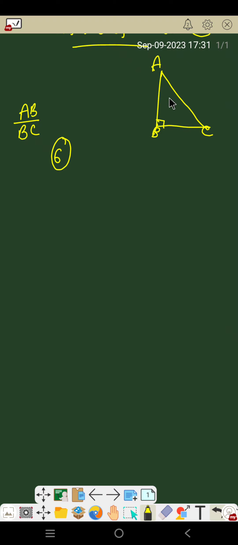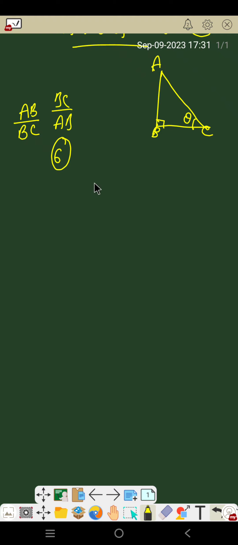See, compulsorily I have to take some angle at either A or C. Now I consider the angle theta at the vertex C. Now there are 6 ratios, because we are getting 6 ratios of the sides of the triangle. AB by BC is one ratio, BC by AB, the reverse, is the second ratio. Like that we get a total of 6 ratios.